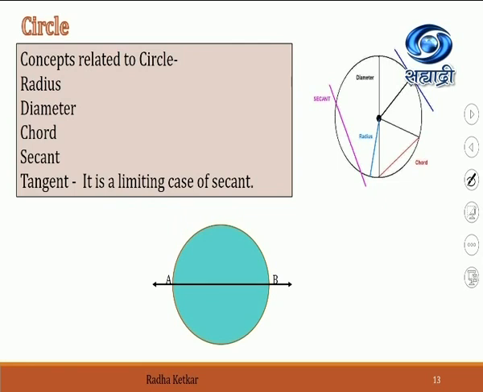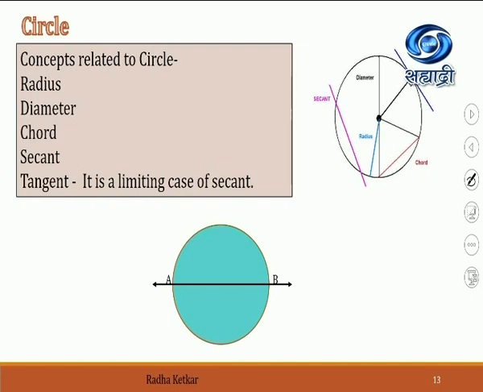Radius, as I said, if you consider the center of the circle, from that point, if you measure the distance of any point which is there on the circle, it will be called the radius. Diameter, if you double the radius, you get the length of the diameter. It is the longest chord, which is going to pass through the center of the circle. So that is the largest chord.